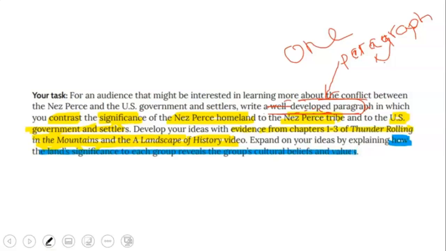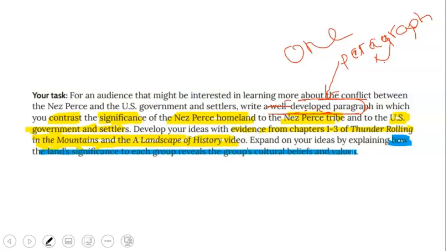Okay. So, not only are you saying what the Nez Perce homeland means to the Nez Perce, and what the Nez Perce homeland means to the U.S. government and settlers, but you're telling me what that shows about their cultural beliefs and values. So what the land means to the Nez Perce and what that shows us about what they believe in from their culture and their values, the things that they value, right? And then the U.S. settlers, right? We're getting that evidence from A Landscape of History video.